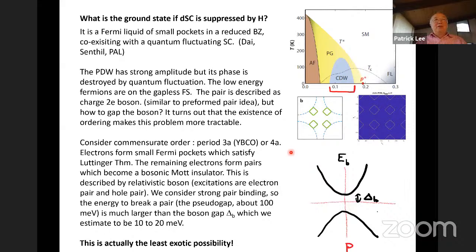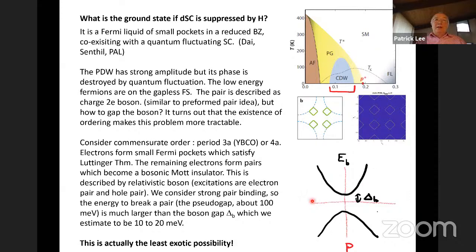But if you have a lattice, then you can form a Mott insulator. So now we already have a lattice built in, right? Because we assume that the charge order is there. So we have a Brillouin zone, and then this boson can form a Mott insulator. So this is actually just a crutch for us to argue that at the end of the day, we have a spectrum that looks like this. We have a fermion spectrum and a bosonic spectrum.